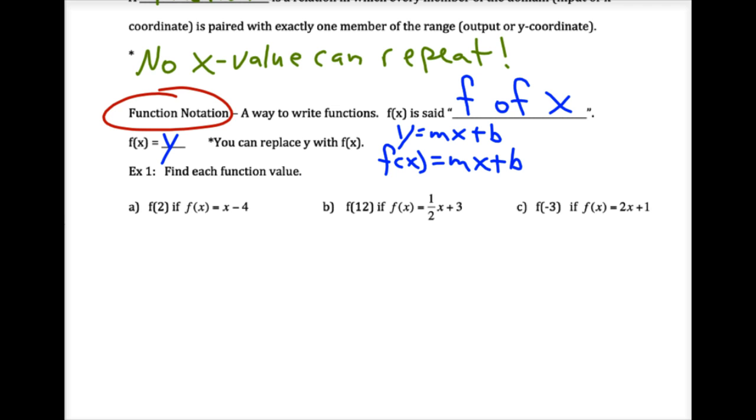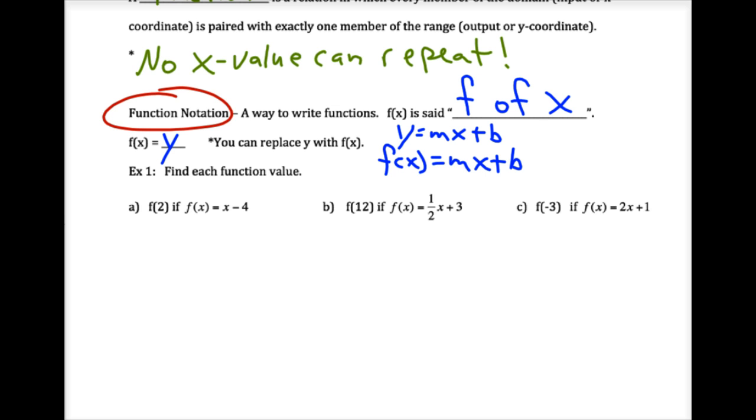All right. Now, we're going to find each function rule. This is the first part of your homework. I'm going to read the first one to us, and then you guys are going to try to read B and C to us. So listen to what's going on here. Here's how you say problem A. You're going to find f of 2 if f of x equals x minus 4. That's how you say it.